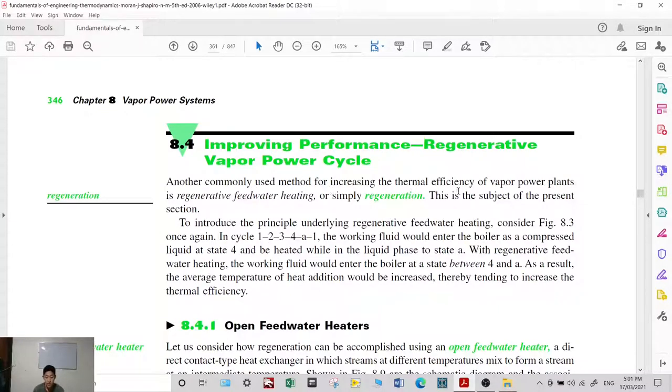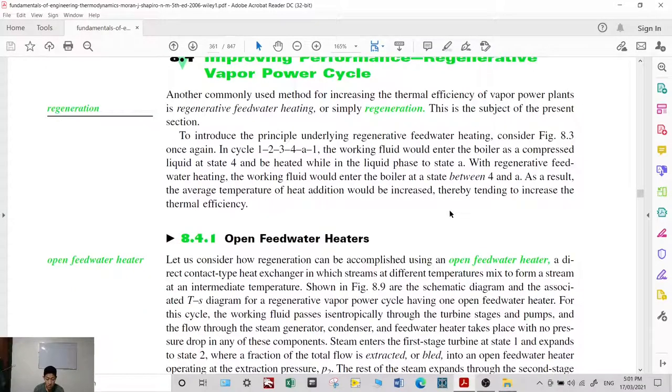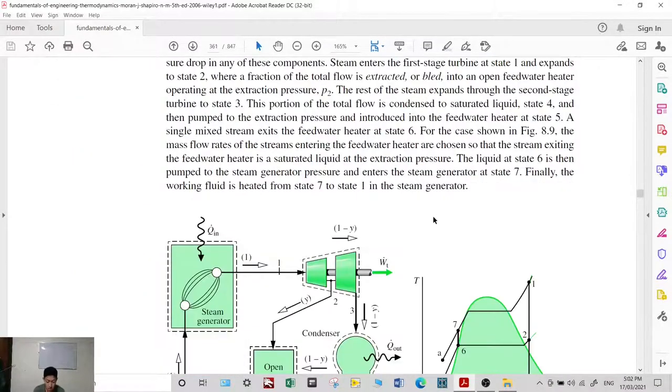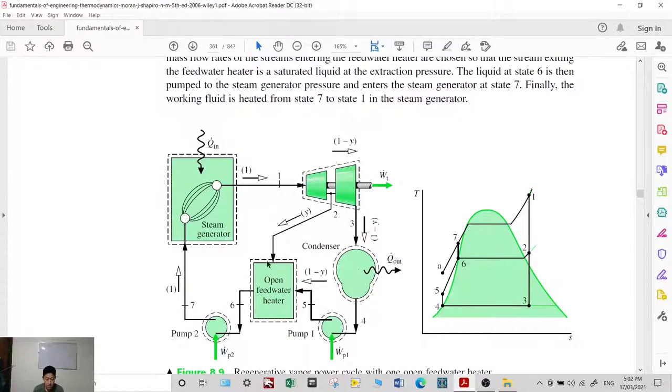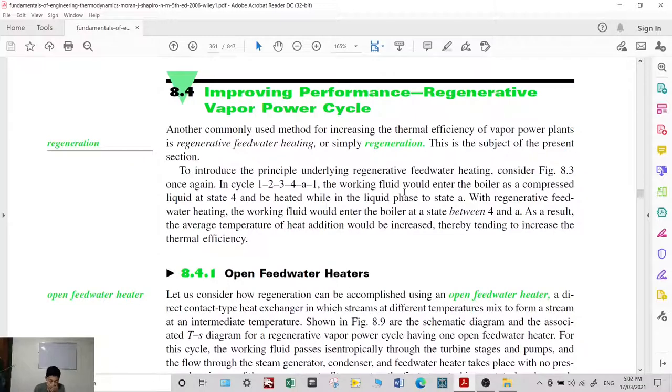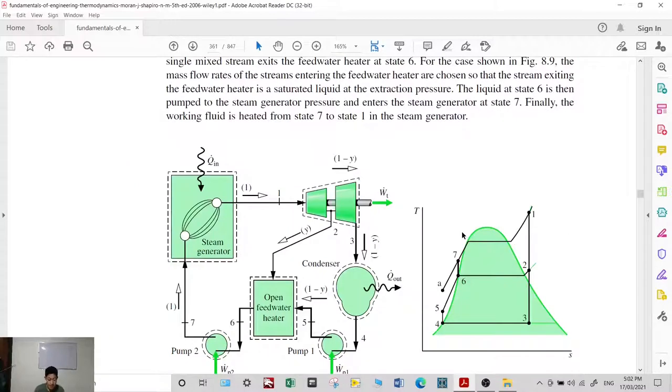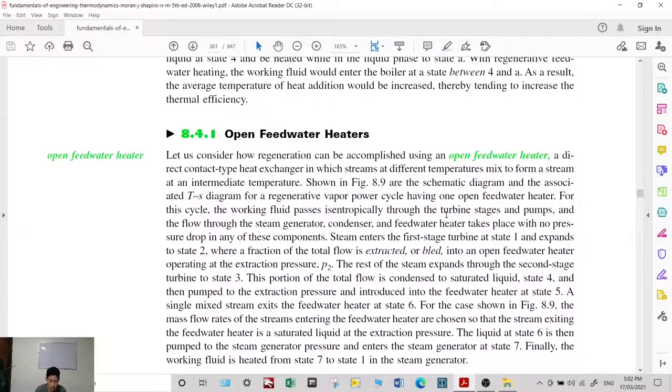Another common method for increasing the thermal efficiency of vapor power plants is regenerative feed water heating, or simply regeneration. So what is regeneration? In order to understand it, we'll use this diagram. With regenerative feed water heating, the working fluid would enter the boiler at a state between 4 and A. As a result, the average temperature of heat addition would be increased, thereby tending to increase the thermal efficiency. So regeneration, how does it improve the system?